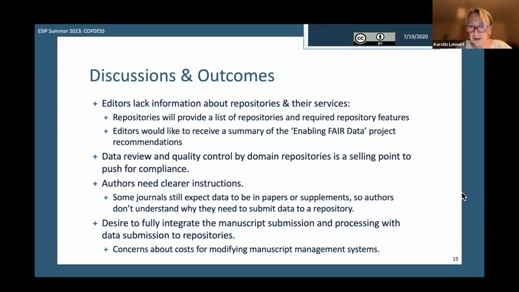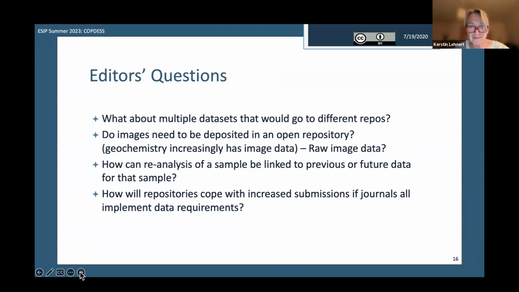There were concerns brought up by the editors from smaller journals, smaller publishers, about the costs of potentially having to modify manuscript management systems. And there was even an editor who said, well, shouldn't the repositories pay us as publishers to change the management system? That did not fall onto realistic further discussions. So there were other questions that I think are probably going to happen in other domains as well, if you dive into the details of actually managing all this.